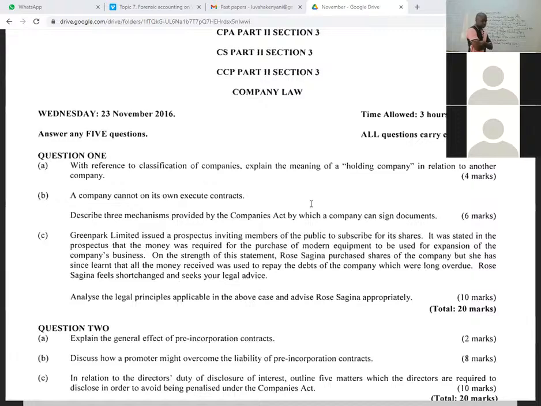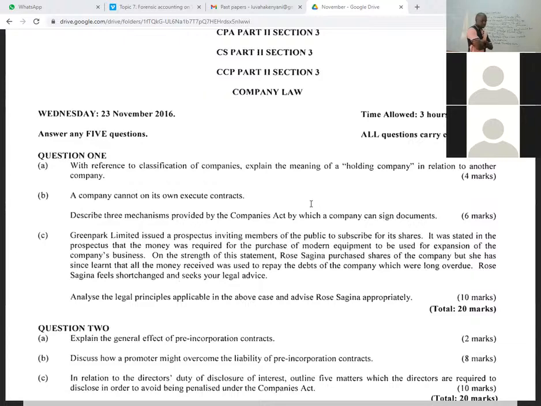On the strength of this statement, Rose Sagina purchased shares of the company, but she has since learned that all the money received was used to pay the debts of the company, which were long overdue. Rose Sagina feels shortchanged and seeks your legal advice. Analyze the legal principles applicable in the above case and advise Rose Sagina appropriately.